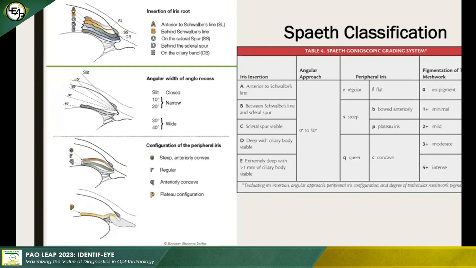And then you have a description of the angle width. There's also a description of the configuration of the iris. Is it very steep? Is it just regular? Or is it concave? Or is there a plateau configuration? Noted by the image in yellow below, and we'll get to that a bit later.